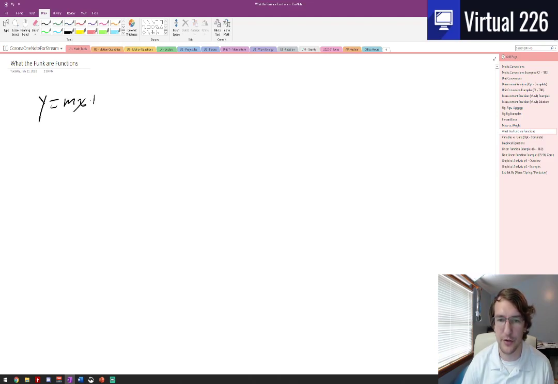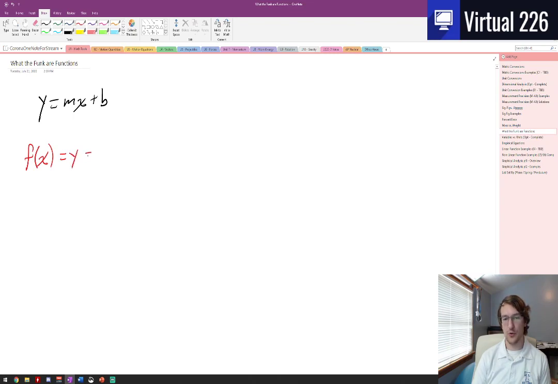equals mx plus b, right? And you're like, oh, that's a linear function. Or sometimes maybe you don't write the word y. Maybe you write f of x, okay? Because that means y, which we could say equals mx plus b, or maybe it equals x squared or x cubed or whatever, right? But what exactly is a function?